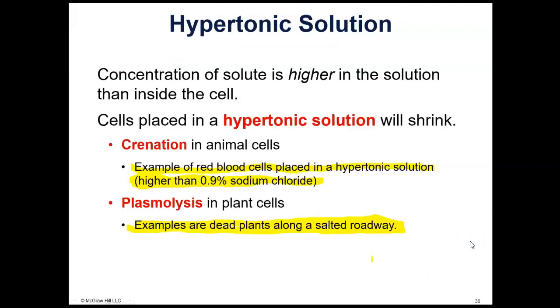All right. Then we have hypertonic, meaning that the solution has a higher solute concentration than inside the cell. For example, a cell being placed in a very salty solution is going to cause the cell to shrink. I always remember hyper because hyper kind of rhymes with higher. Now, in an animal cell like a red blood cell, crenation occurs when the cell shrinks because it's placed in a hypertonic solution. In plant cells, the process that happens is called plasmolysis.